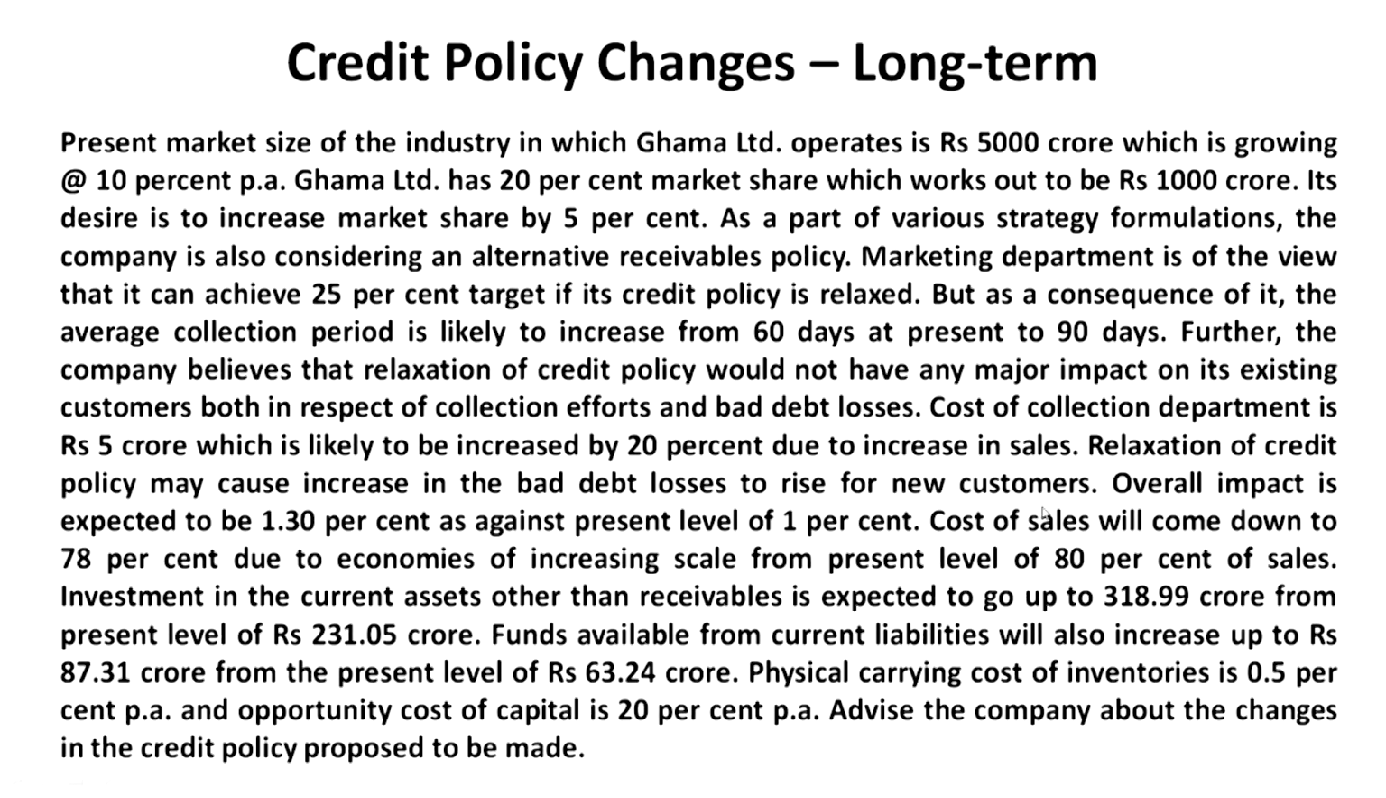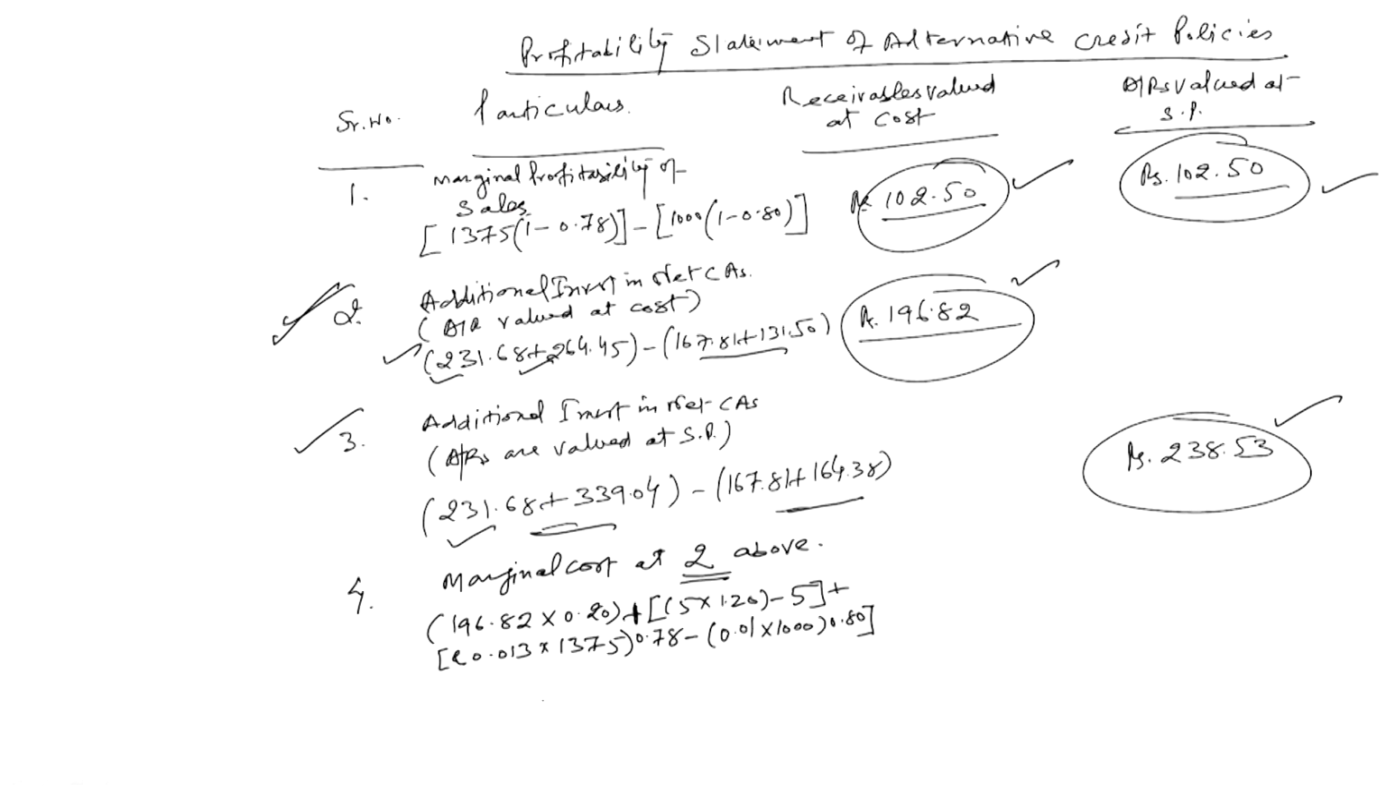Overall impact is expected to be, relaxation of the credit policy may cause the bad debt losses to rise for the new customers. Overall impact is expected to be 1.3% as against the present level of 1%. So, it means the bad debts are also going to increase from 1% to 1.3%, and 1.3% will be of 1375 crores, but at the cost we are taking. So, we have to multiply it by cost, and then the existing level was 1% of the old level of sales, that is 1000, but we have taken the cost, and cost was 80% at that time. So, we have multiplied by the 80%.